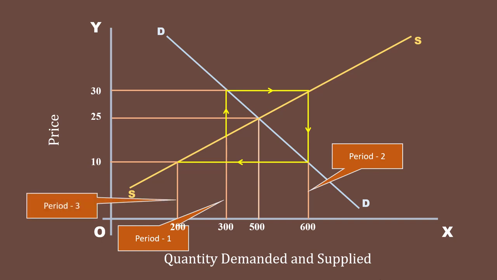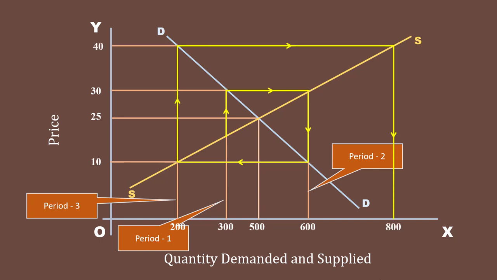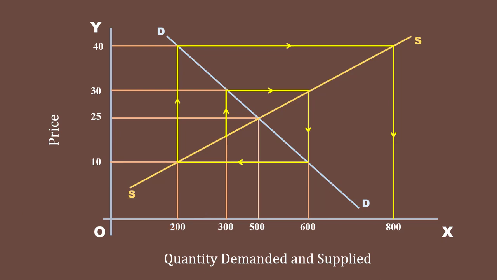In period 3, the farmers produce and sell 200 units of wheat. Buyers buy it at 40 rupees. This higher price makes the producers bring 800 units of wheat to the market. Look at the oscillations. It is ever widening. Price oscillates from 30 rupees to 10 rupees and from 10 rupees to 40 rupees. It is widening. Similarly, quantity oscillates from 300 units to 600 units, from 600 units to 200 units, and from 200 units to 800 units. It also keeps on widening.